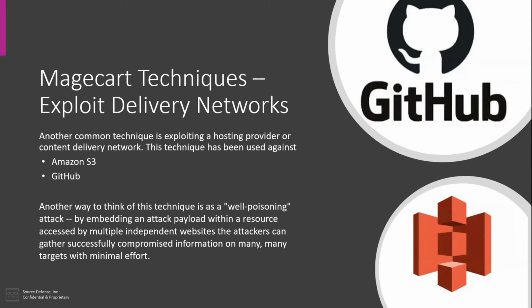Another technique is exploiting a hosting provider or content delivery network. This technique has been used against Amazon's S3 service, and content deliveries devoted to hosting JavaScript code for independent sites such as GitHub. Another way to think of this technique is as a well poisoning attack. By embedding an attack payload within a resource accessed by multiple independent websites, attackers can successfully gain compromised information on many targets with minimal effort. By not properly securing your JavaScript sources, you open yourself up to an attack.